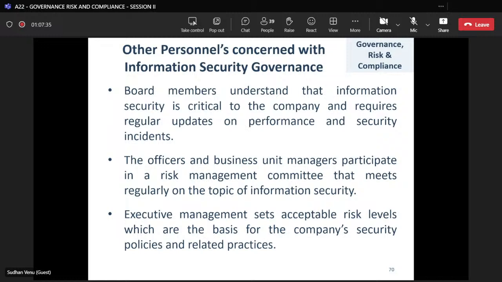The officers and the business managers participate in the risk assessment and the risk management committee that meets regularly on the topic of information security, and the executive management sets an acceptable risk level, which is the basis for the company security policies and related practices, and the critical business processes are documented. So in any organization, the critical incident must be documented along with the risk values, and they have to inherit the different steps with the business process that we have seen in information security governance.